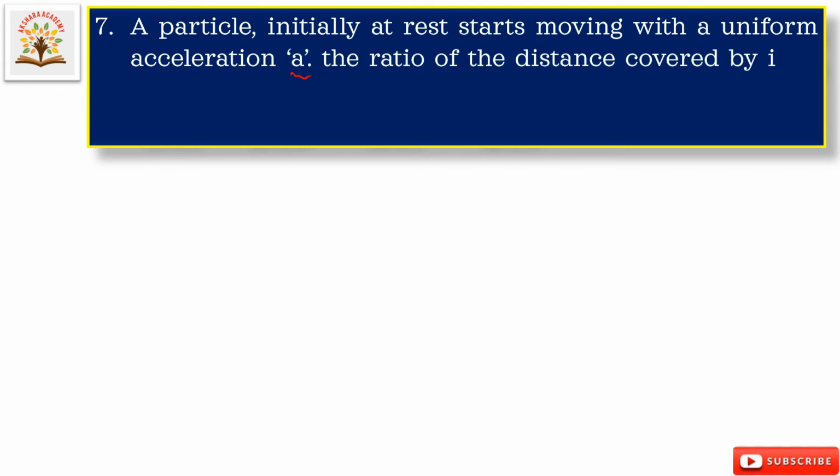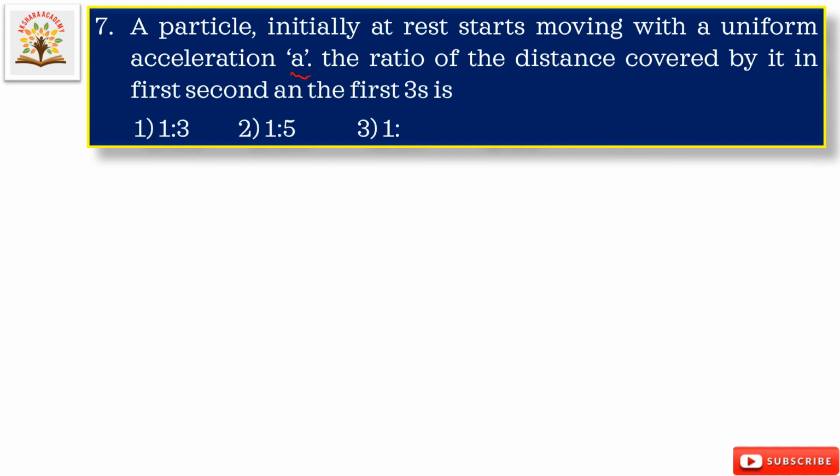The ratio of the distance covered by it in the first second and the first 3 seconds is. Here we have to calculate the ratio of the distance covered by it in the first second and the first 3 seconds. Let us go to the solution. A particle initially at rest starts moving with a uniform acceleration a. So its initial velocity u is equal to 0 and acceleration is given as a.